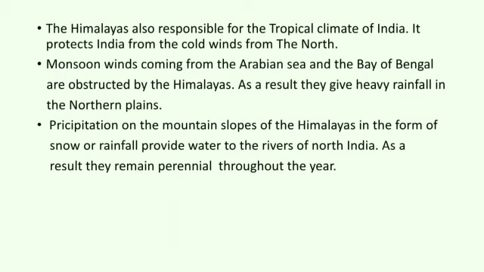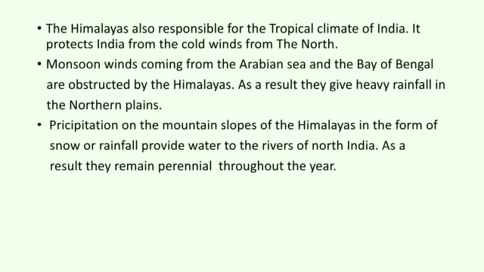Monsoon winds coming from the Arabian Sea and the Bay of Bengal are obstructed by the Himalayas. As a result, they give heavy rainfall in the northern plains. Although the northern part of India is in the temperate zone, it experiences a tropical climate due to the above reasons. Moreover, precipitation on the mountain slopes of the Himalayas, in the form of snow or rainfall, provides water to the rivers of North India. As a result, they remain perennial throughout the year.